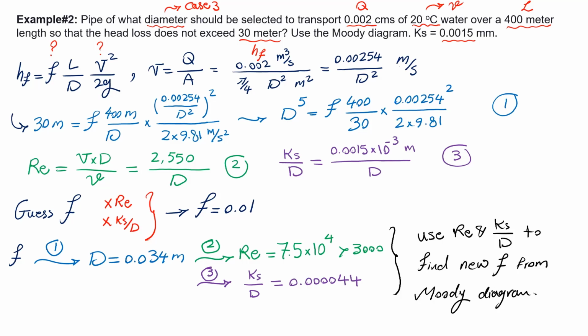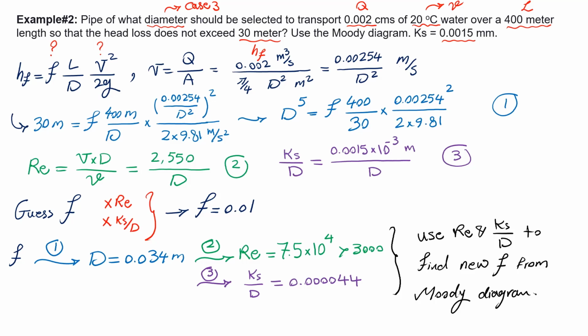If the calculated new F from Moody diagram is equal to my guessed F, perfect. My guess was perfect. If it's not equal, or if it's not close to my guess, then I need to do some iteration. Repeat this process until the two numbers are equal. Because this is a wild guess, it's not like case number 2, there are chances that your F is not going to be equal to your guessed F. And then I will show you what to do.